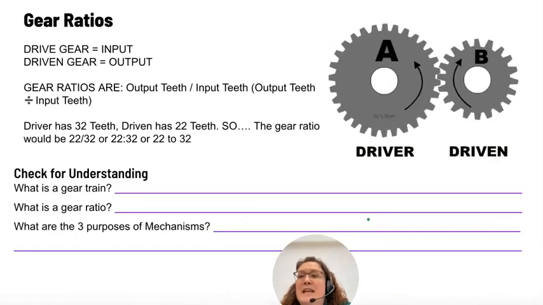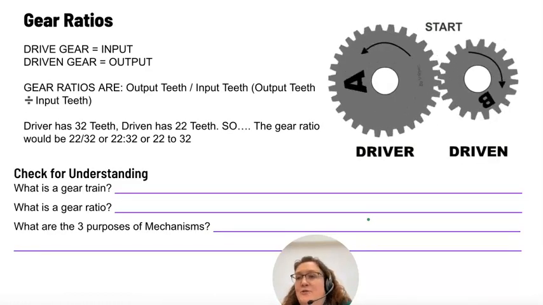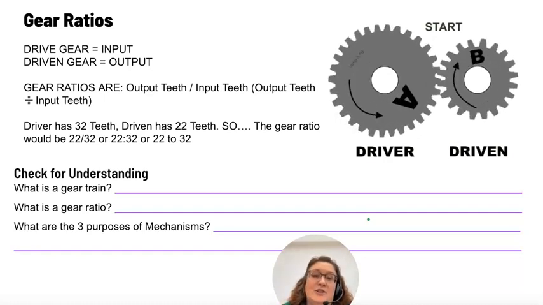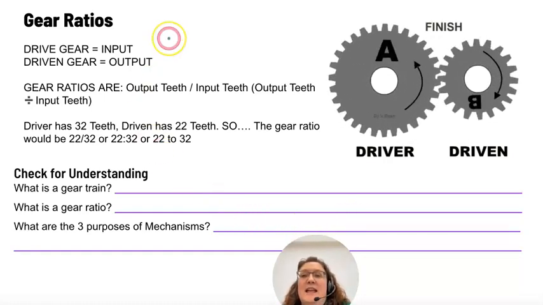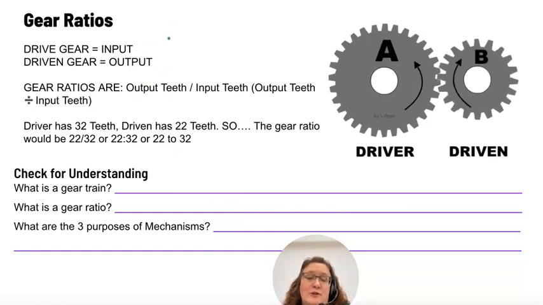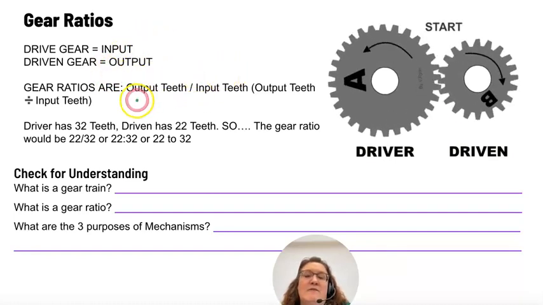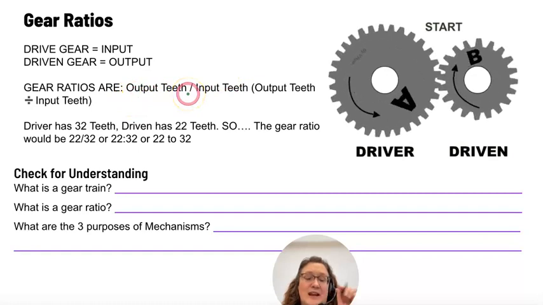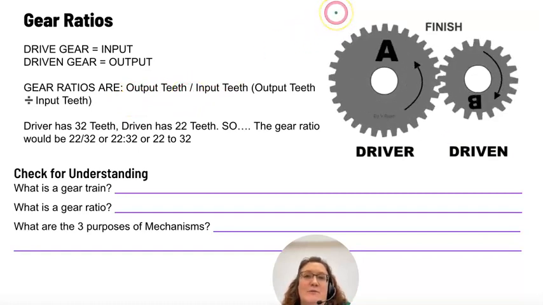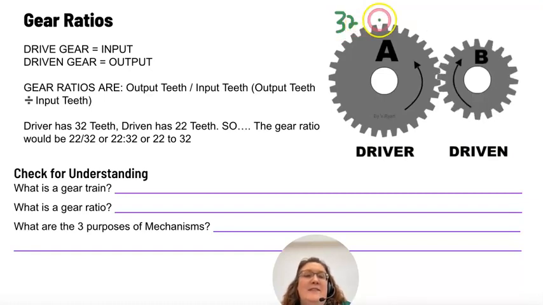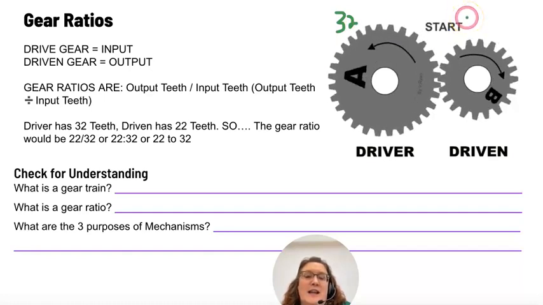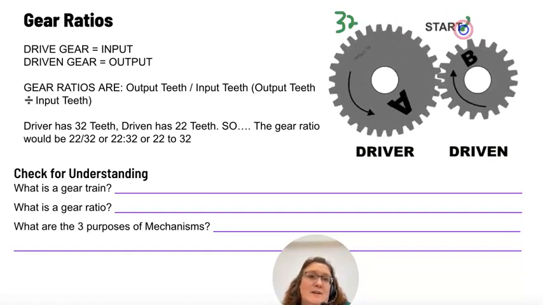Okay, so drive gears are input, driven gears are output. Yes, this is common terminology, and in our curriculum, they're pretty much used interchangeably, driver and driven, input and output. So gear ratios are basically done for us by counting teeth. So you count the teeth on the gear. And I'll tell you right now that this big gear has 32 teeth on it, and that the smaller one over here has 22 or so.